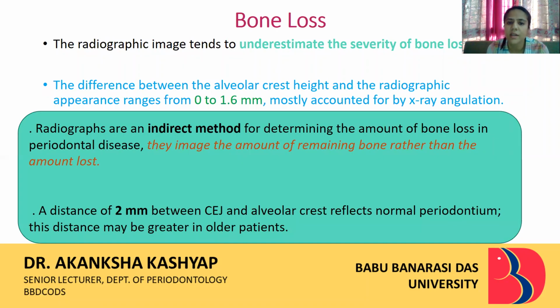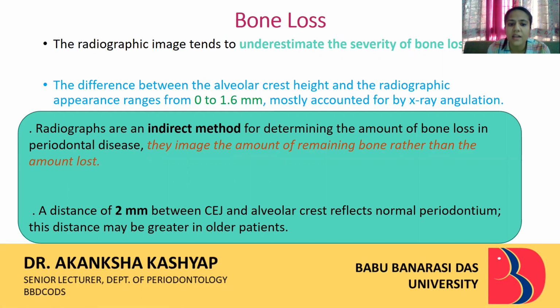So bone loss on the radiographic image tends to underestimate the severity of bone loss. Basically, there is a difference between the actual height of the alveolar crest and the height which we can appreciate or see on the radiograph. Because of X-ray angulation, this difference can account for 0 to 1.6 mm.